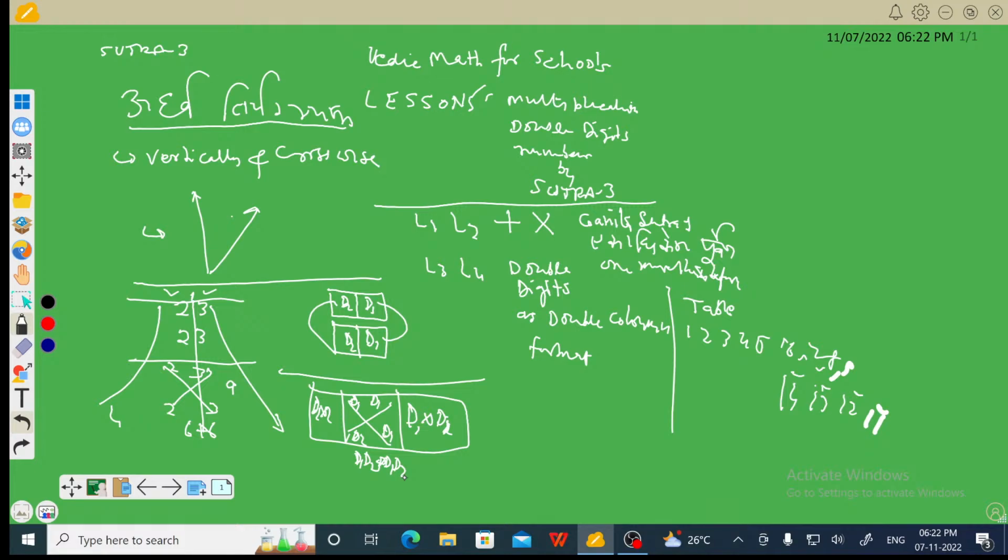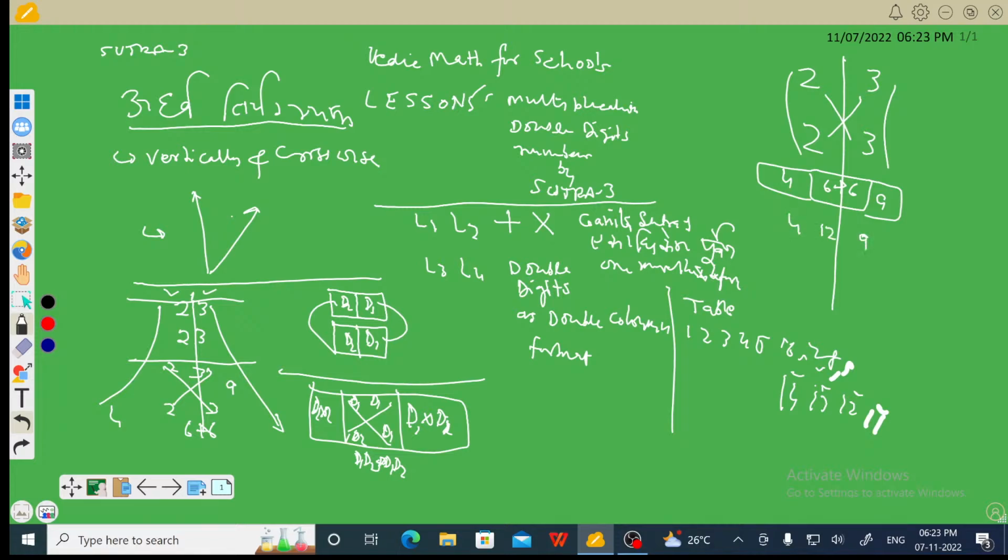If we take back our concrete illustration of 23 with 23, then our 3 column setup will give us 9, 6 and 6, 6, here will be plus 6, and here will be 2 and 2, 4. It will be 4, 12 and 9. 1 to be carried forward, 5, 2 and 9.